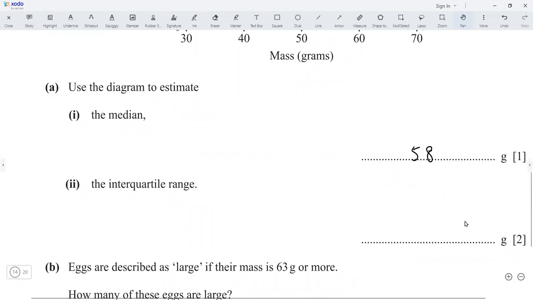There are 2 marks for the steps. So you have to write down 62 minus 51. This is having 1 mark, and write down the answer 11 grams here. That will be the final answer.